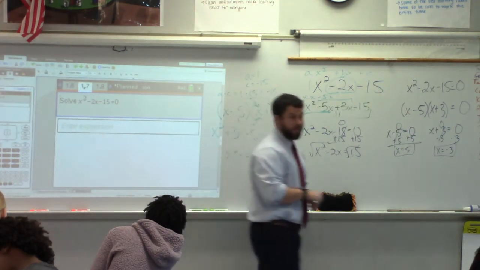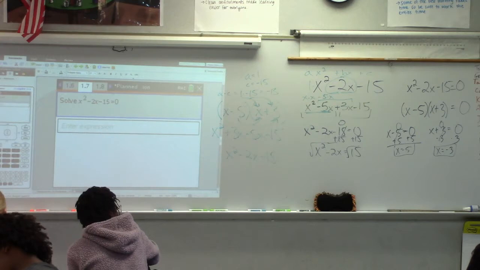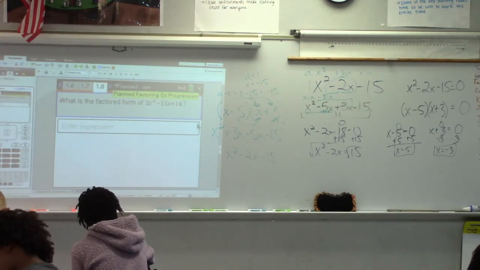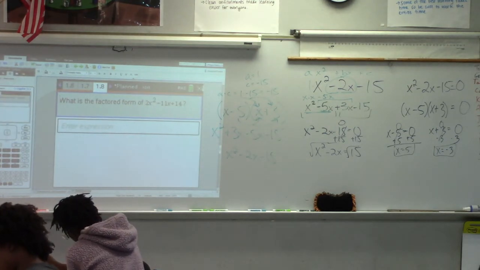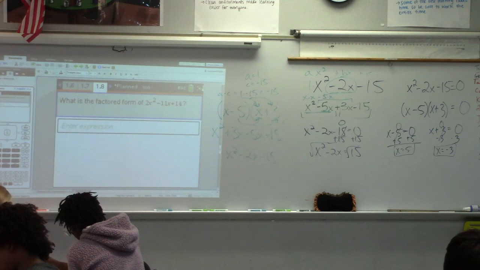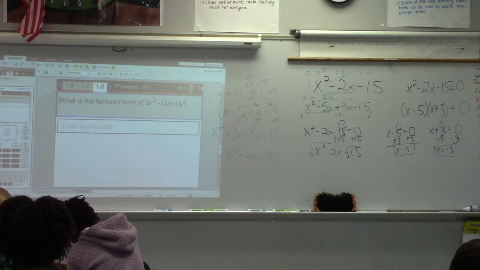So, I feel like we need at least one more practice problem. Before we start moving, here is 1.8. What is the factored form of 2x squared minus 11x plus 14? Let's try to get this done. You have the chalkboards available. You have sheets of paper. I will try to get some more expo markers soon so y'all can use those. We haven't gotten our school money yet. But let's get this factored.